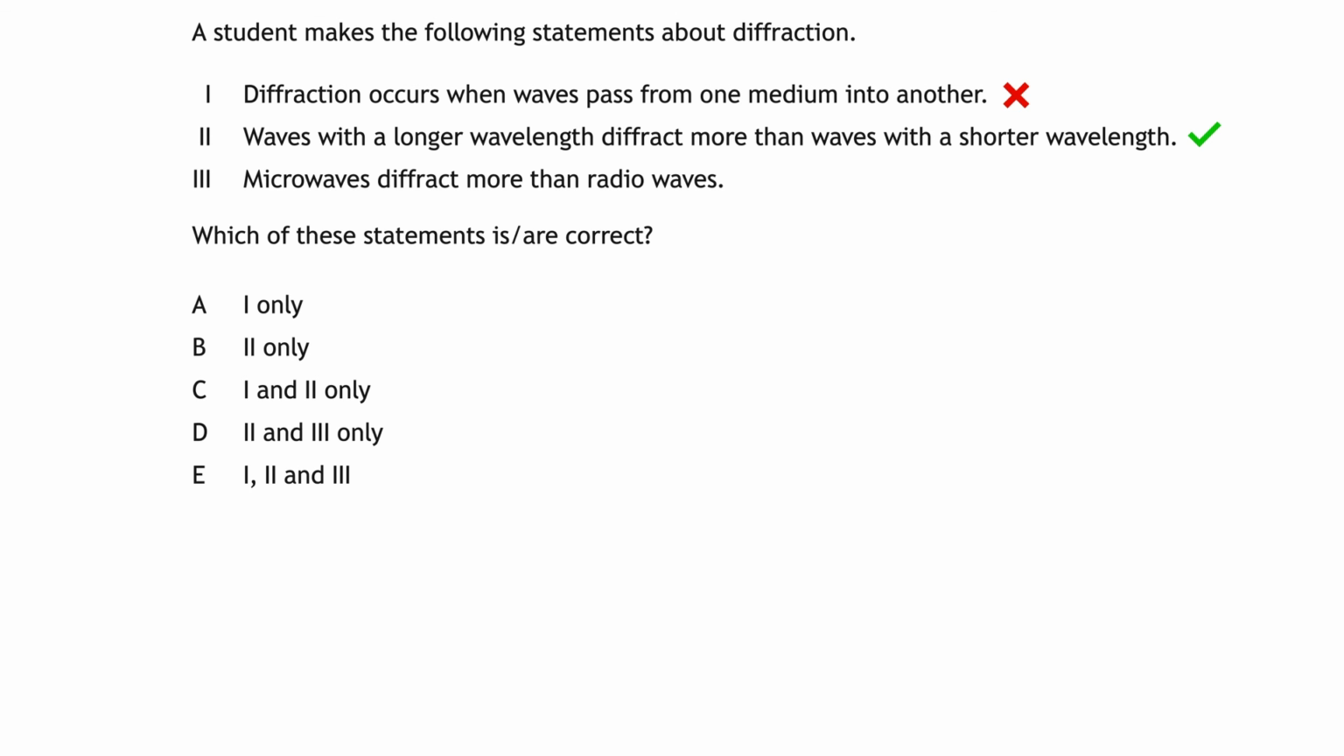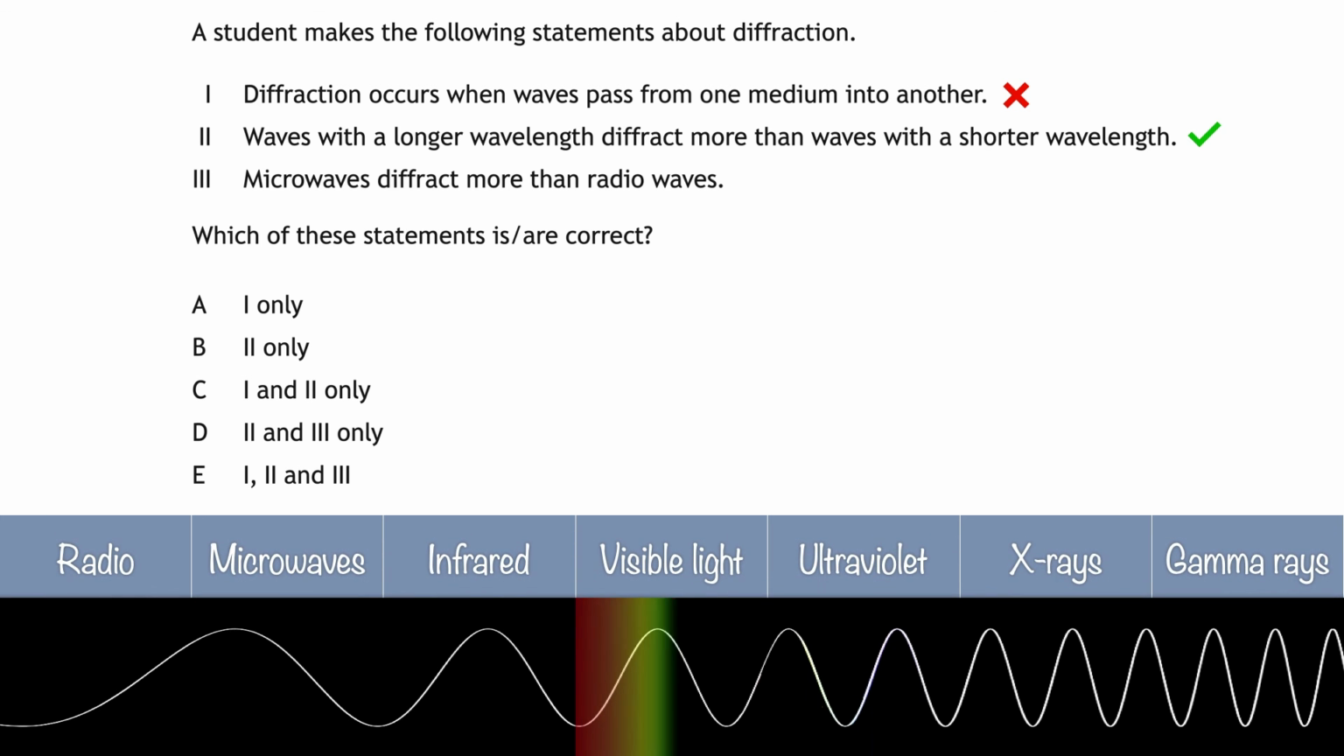Now that we know statement 2 is correct, we can use it to check whether statement 3 is correct or not. But we will need our trusty electromagnetic spectrum diagram. We can see that radio waves have a longer wavelength than microwaves, and we know that longer wavelengths diffract most, so the last statement must be false. All this means that our final answer is B.